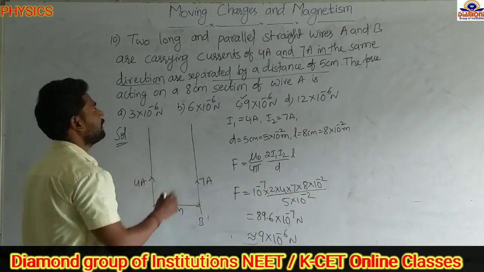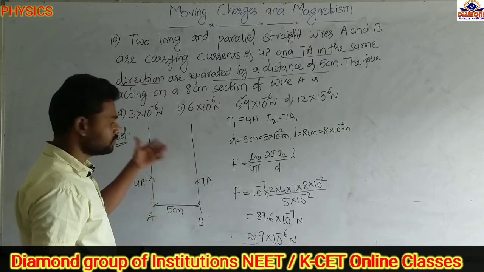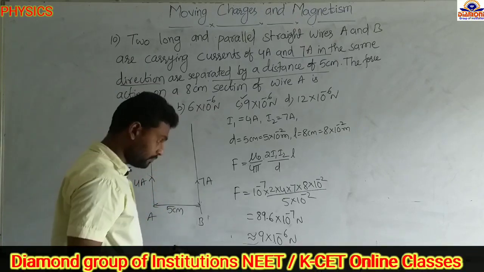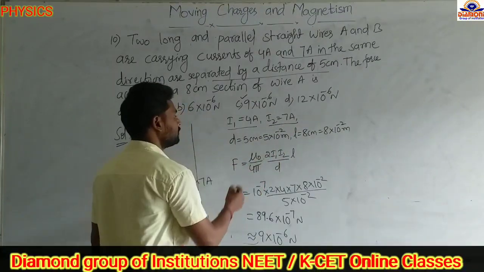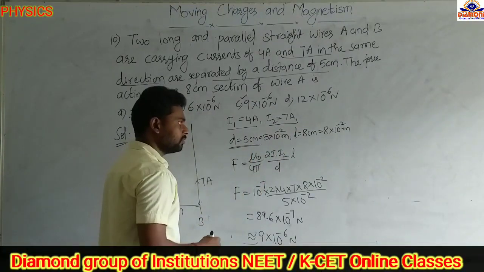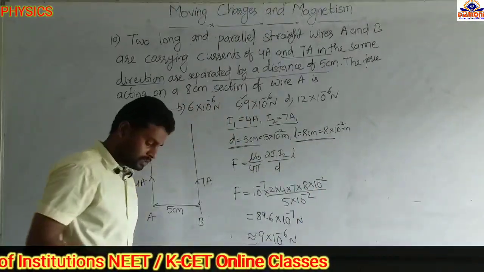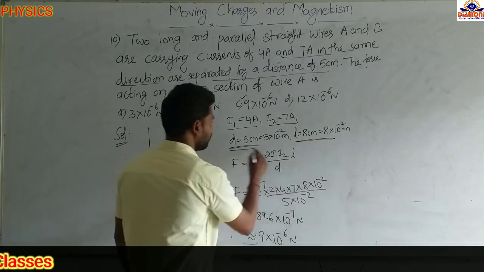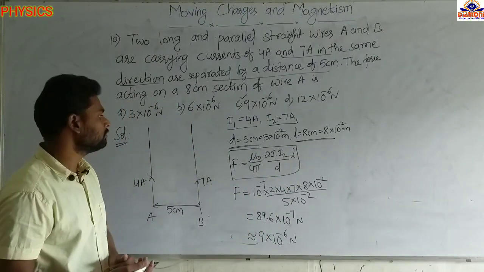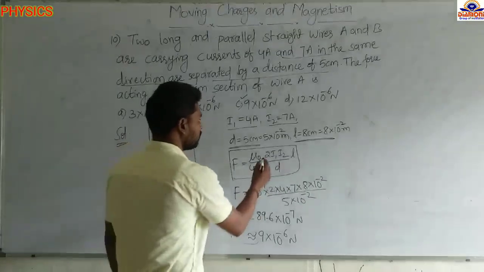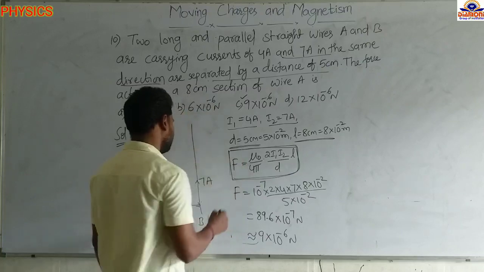We have to find the force acting on an 8 centimeter section of wire A. So I1 is 4 amperes, I2 is 7 amperes, the distance between them is 5 into 10 power minus 2 meters, and the length of the wire is 8 into 10 power minus 2 meters. First remember the formula. For two parallel wires, the force between them is F equals mu naught by 4 pi into 2 I1 I2 by D into L. This is the standard formula, remember it.